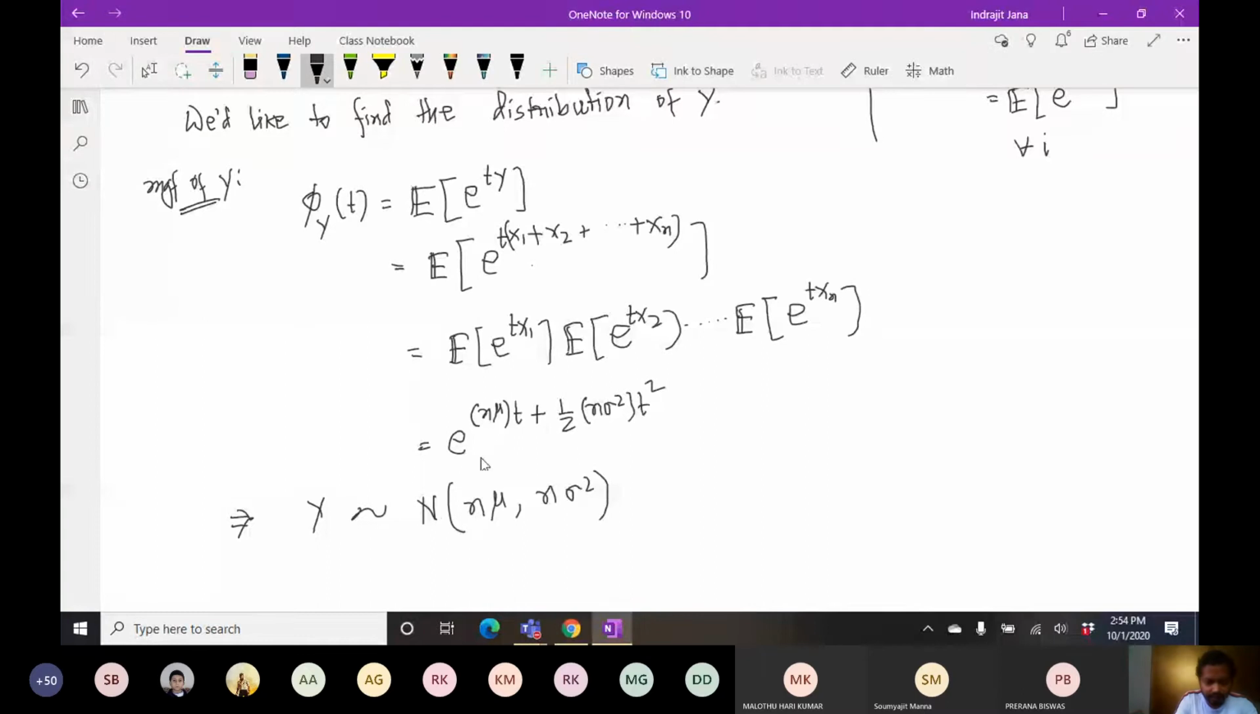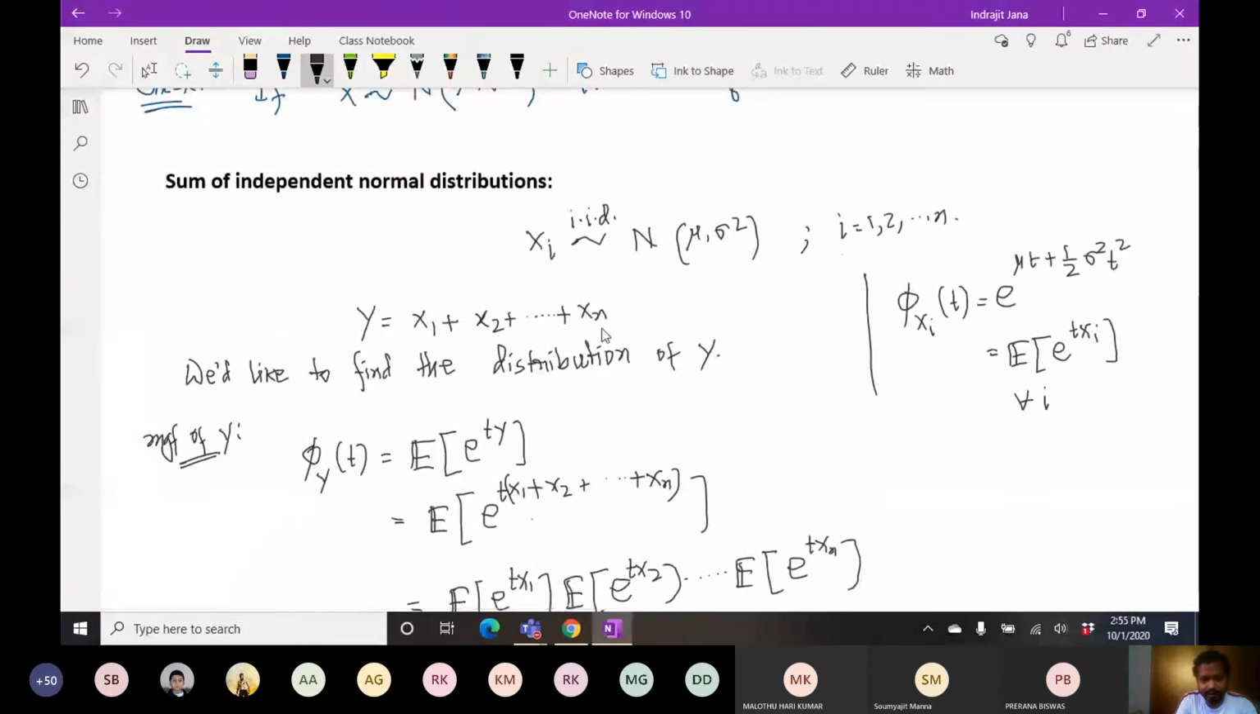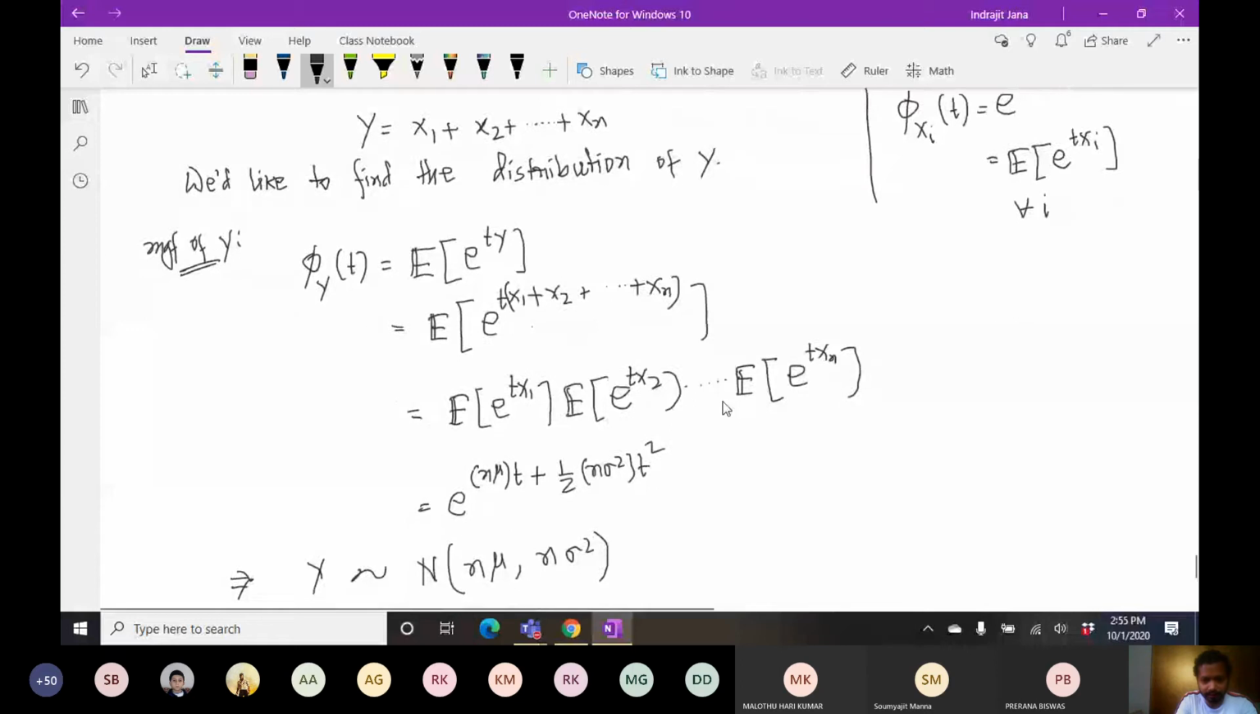So if you add up n many normal distributions, that is also going to be a normal distribution with mean n mu and variance n sigma square. Again, the same technique. I am just using MGF and concluding that.